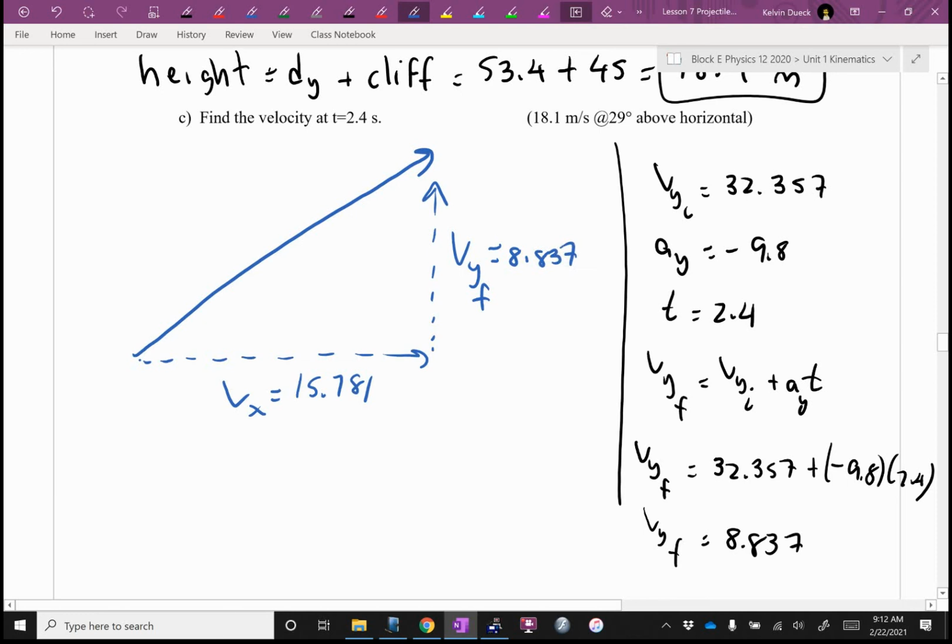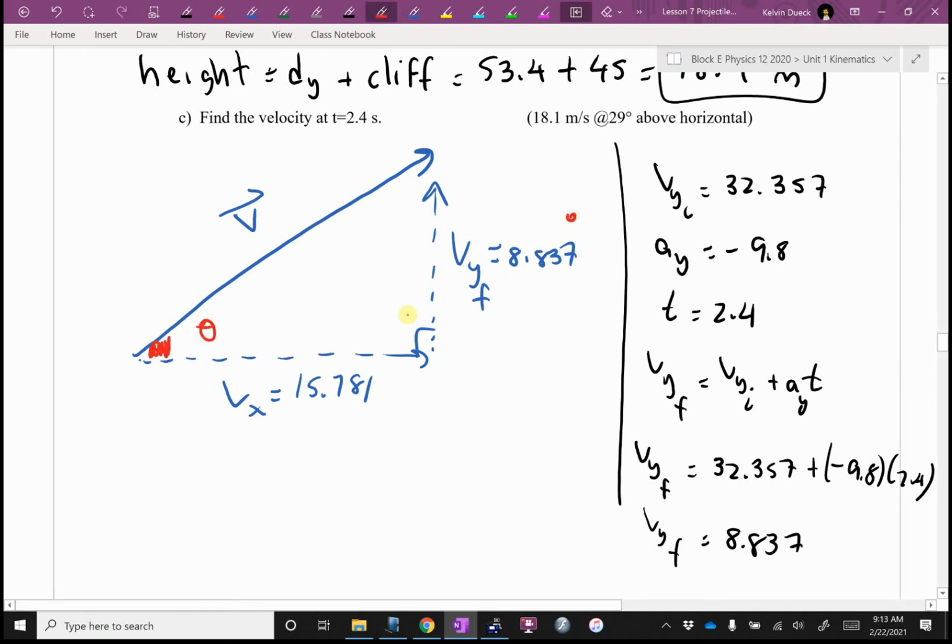8.837. And this is the velocity they want me to find right there. How can I find the magnitude? I'm looking for a word that starts with the letter P. Pythagoras? Did somebody say parabola? Not that. Pythagoras. And then where am I going to put the theta? Bottom left or top right? Bottom left.